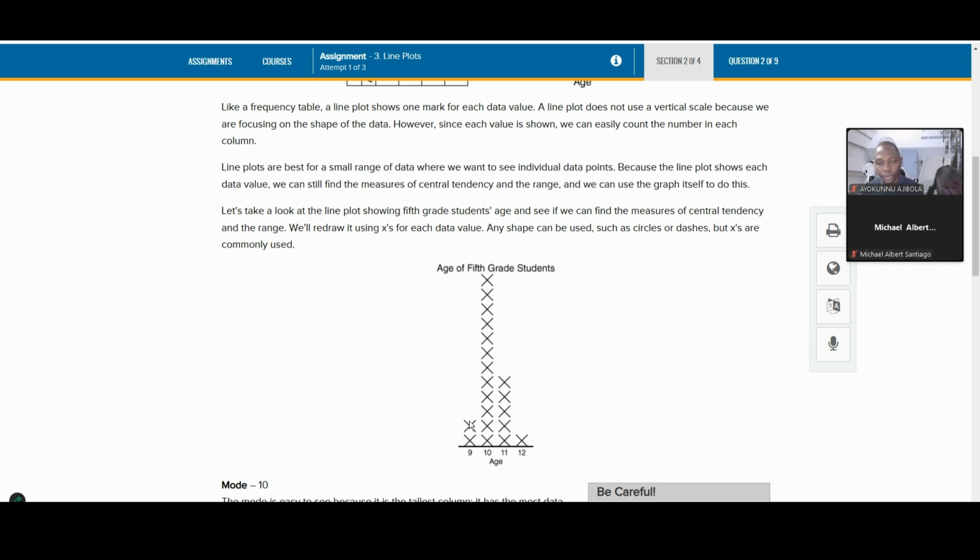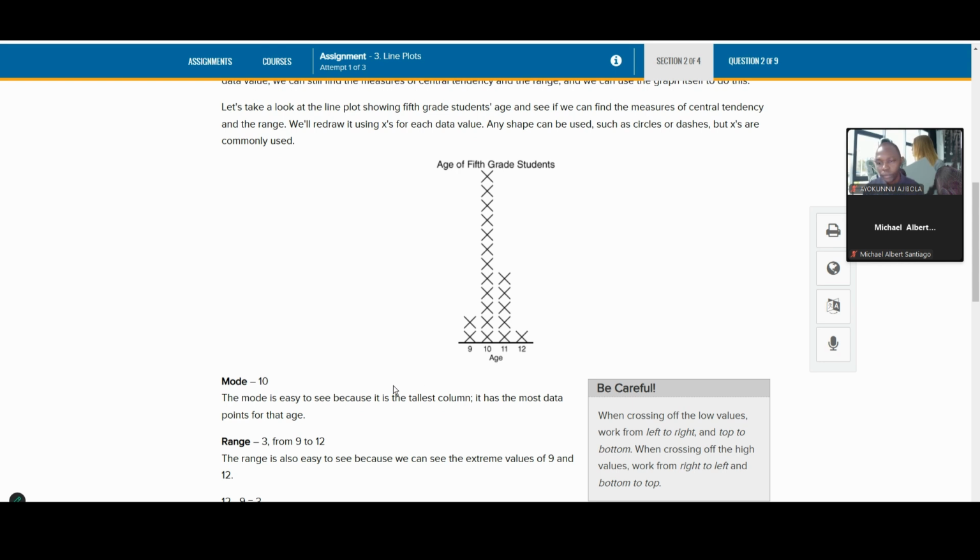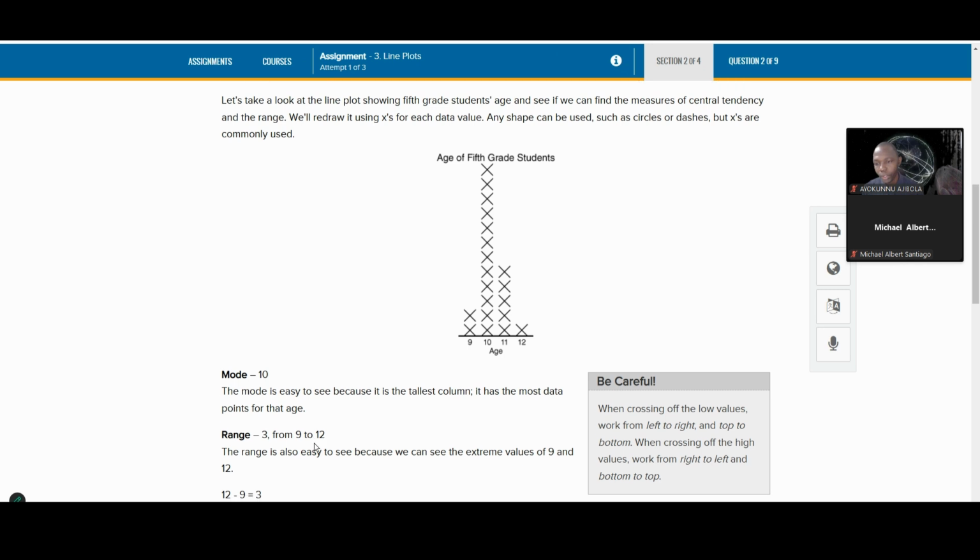Age 9, 2 people. Age 10, 1, 2, 3, 4, I think that's 12. And 11 years, 1, 2, 3, 4, 5. And 12 years, only one. So the mode is 10 because it appears most. And the range is the biggest minus the smallest, which is 12 minus 9, which is 3.